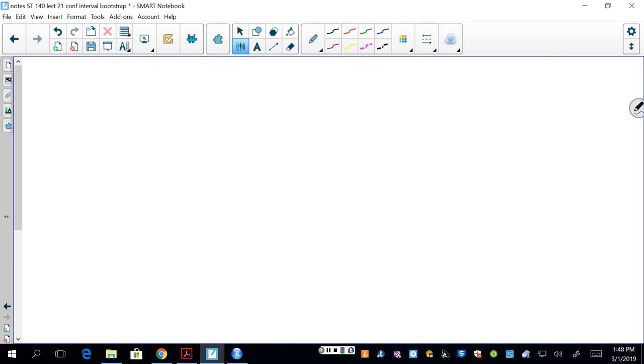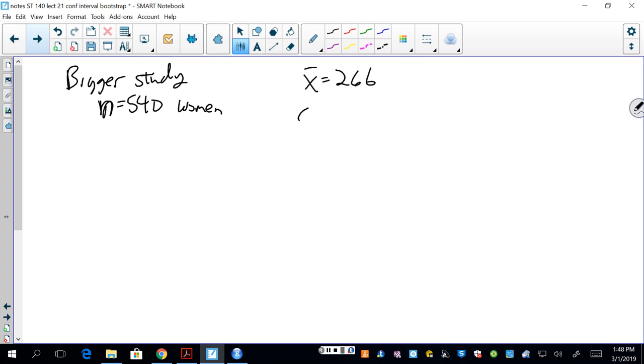What if you had a bigger study? So instead of 60 women, say you had 540 women. But again, we're going to take the same average, assume that 16 standard deviation in terms of days, and we're going to keep it 95% confidence. So we're going to use our Z of 1.96 from the normal. How's this going to affect things?